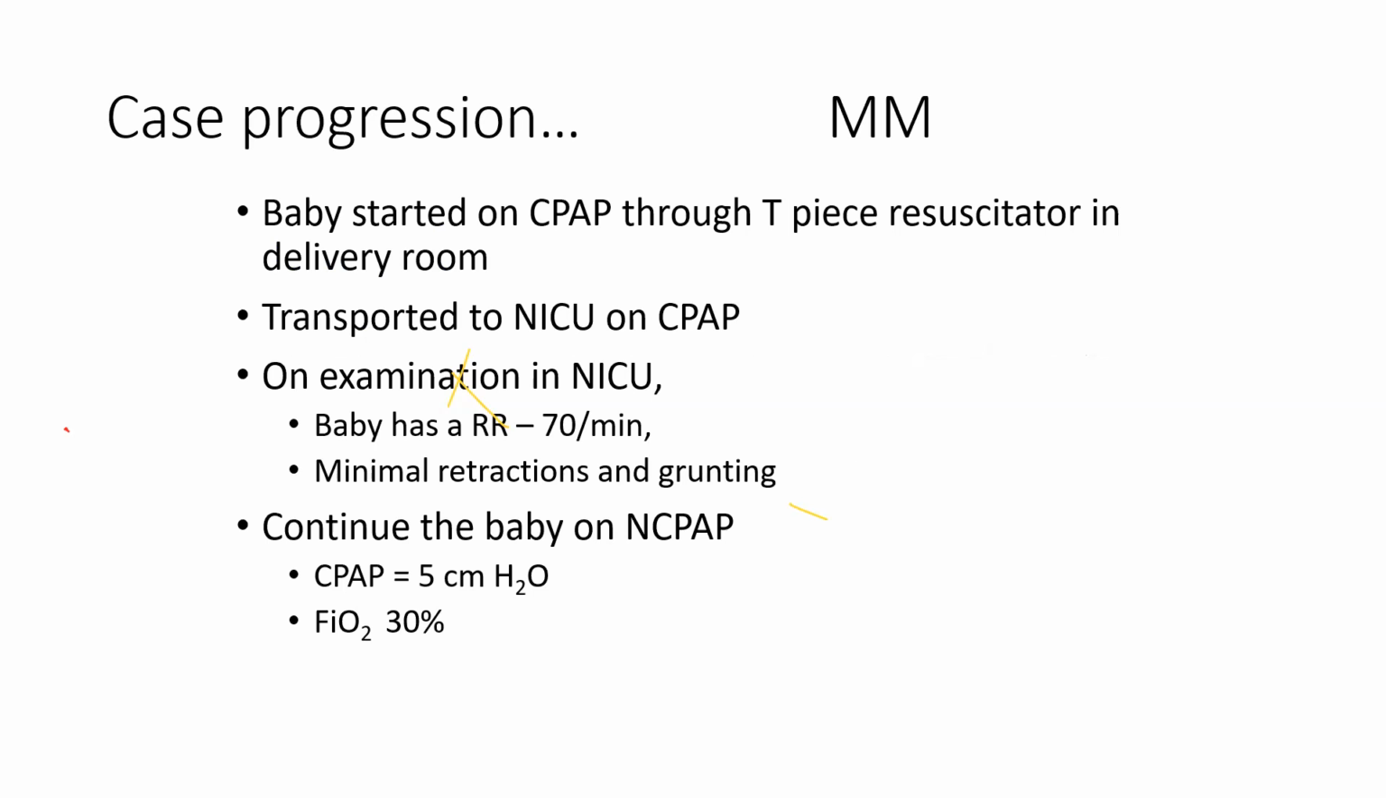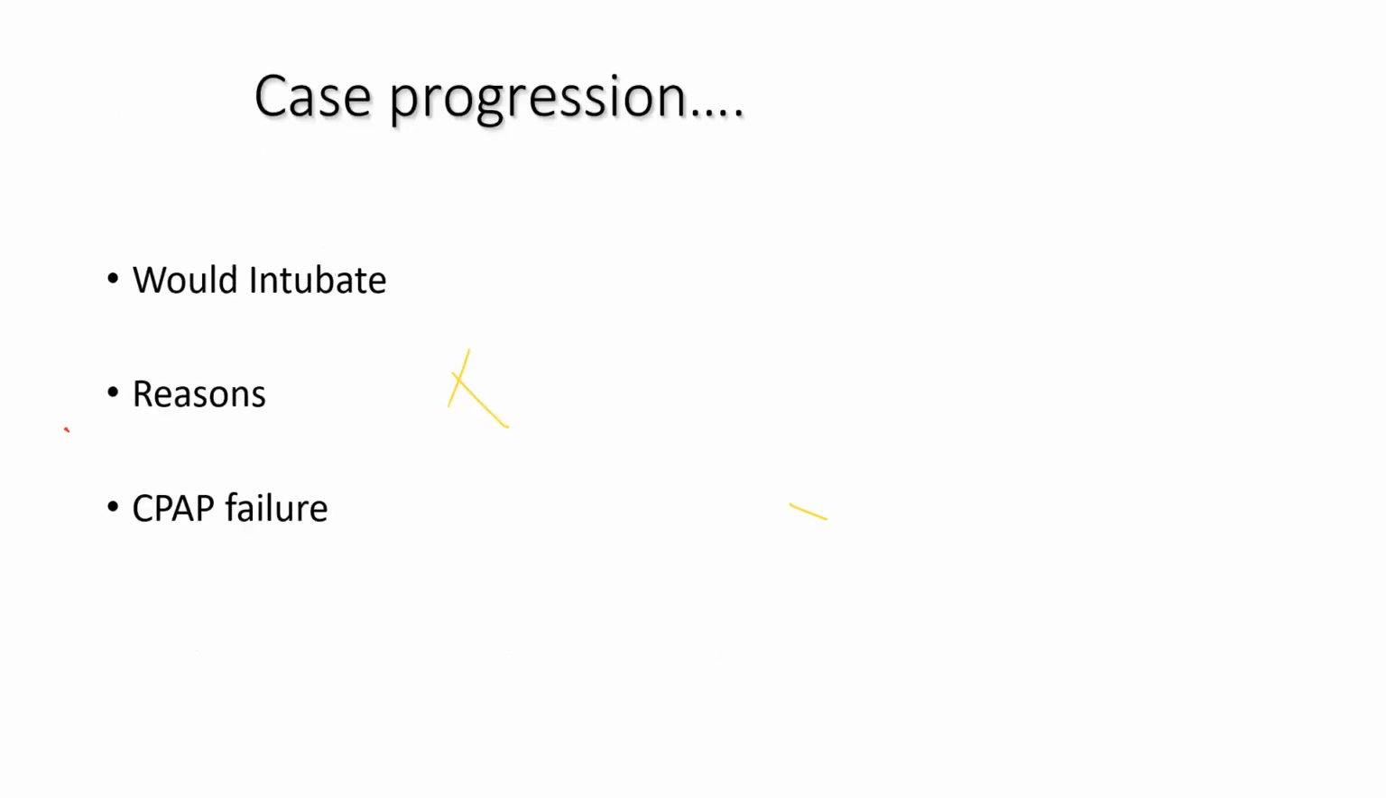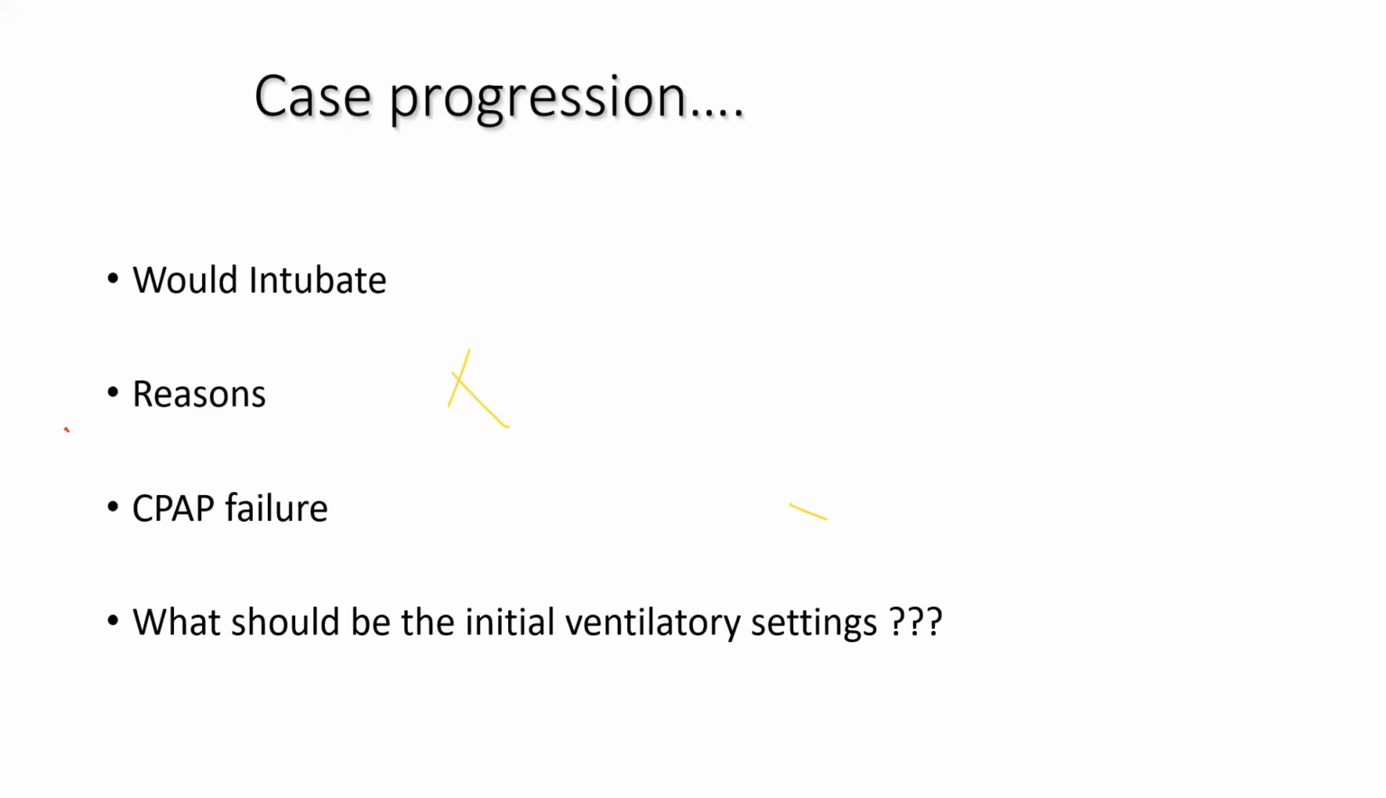At the examination in NICU, the baby has a respiratory rate of 70 with minimal retraction and grunting. Baby is started on CPAP of 5 and FiO2 of 30%. Over time, the baby's respiratory distress worsens, and FiO2 requirement increases to 50%. There is an increase in work of breathing in the form of worsening hypoxia, retraction, and grunting. So now we have to intubate because the FiO2 has gone to more than 50% and it is becoming severe. To maintain oxygenation and ventilation, we need to proceed for mechanical ventilation because there is CPAP failure.